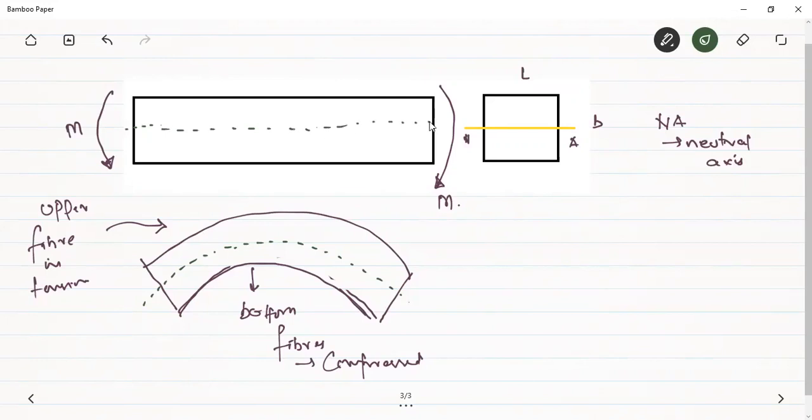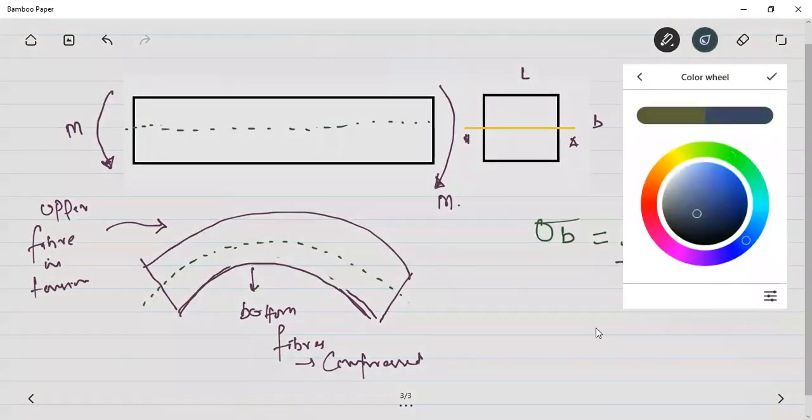This is the layer which will neither be in tension nor in compression. It is the middle layer, and in the cross section, this is known as the neutral axis. So there is one relation, although it's not required. If we want to find the bending stress in the beam, it is given by My by I na. This is the bending stress in the beam. So it is equal to the product of bending moment multiplied by this distance y, where y is the distance from the neutral axis.